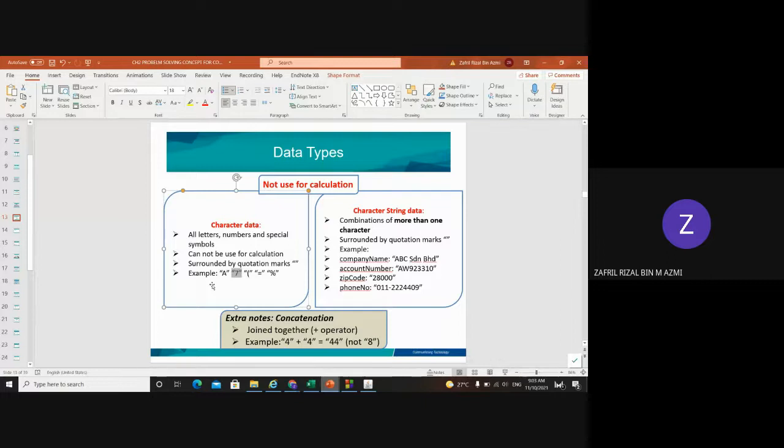For example, IC, your identity card number. Let's say mine is 83 1111 01 and then 5555, the last four numbers are 5555. Is there any meaning to that? Can we do any calculation with that value? No, sir. Are you sure? No.